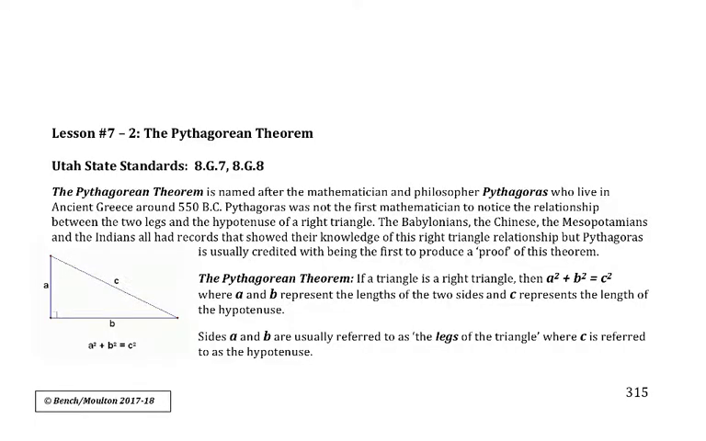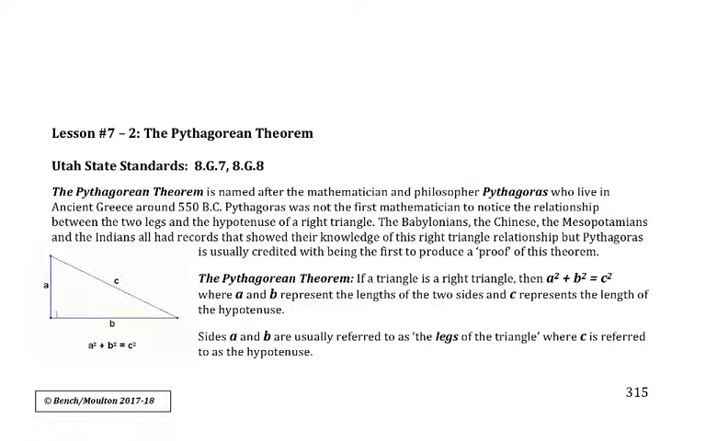Did you know the Pythagorean Theorem is named after the mathematician and philosopher Pythagoras, who lived in ancient Greece around 550 BC? Well, Pythagoras was not the first mathematician to notice the relationship between the two legs and the hypotenuse of a right triangle. The Babylonians, the Chinese, the Mesopotamians, and the Indians all have records that show that they knew about this relationship. But Pythagoras is usually credited with producing the first proof of this theorem.